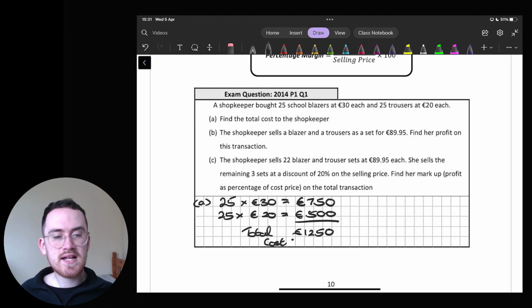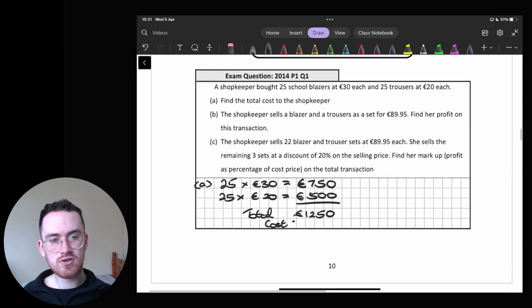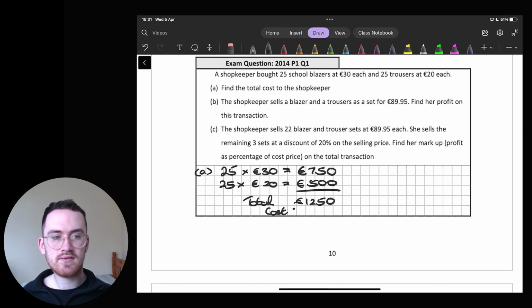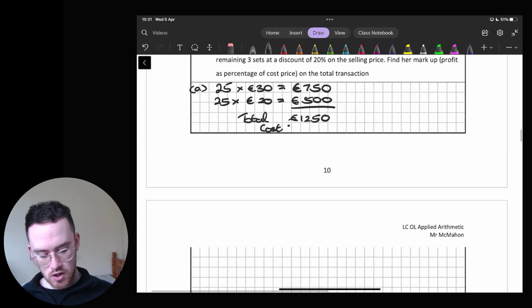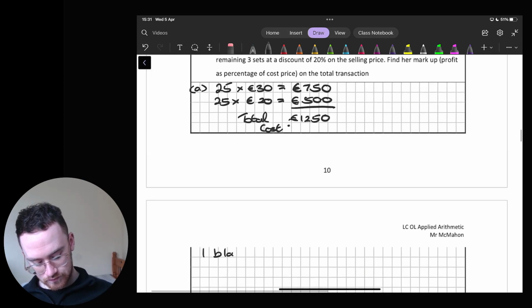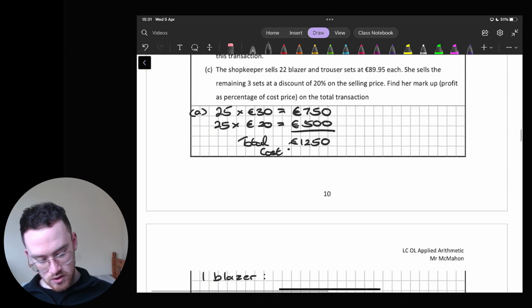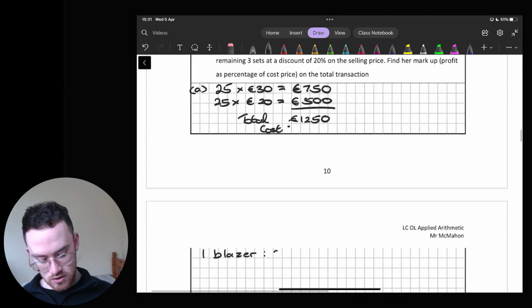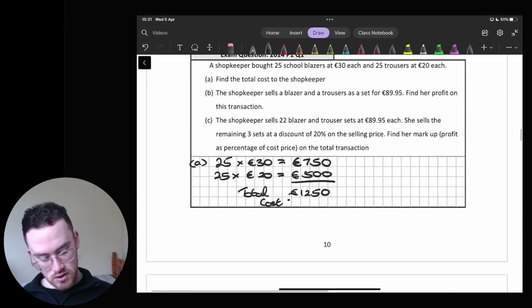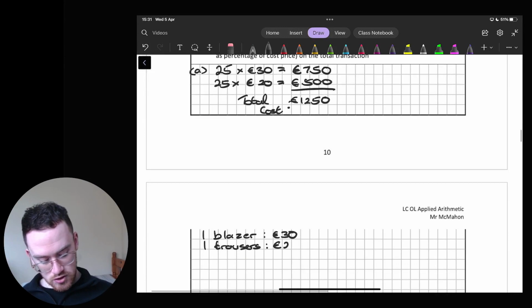The shopkeeper sells a blazer and the trousers as a set for $89.95. Find her profit on this transaction. Well, one blazer we saw in the first part cost €30. One pair of trousers cost €20. So a set should be €50.